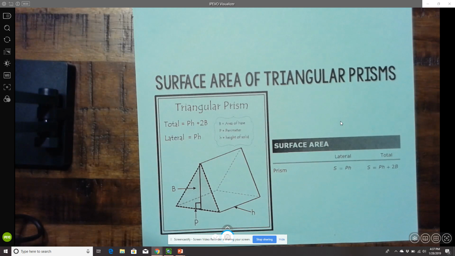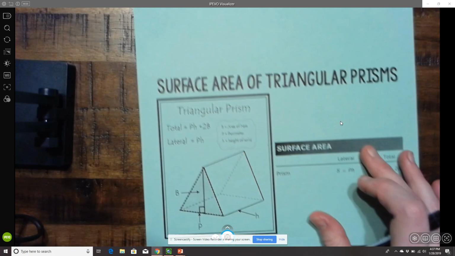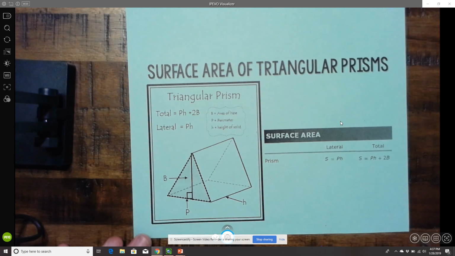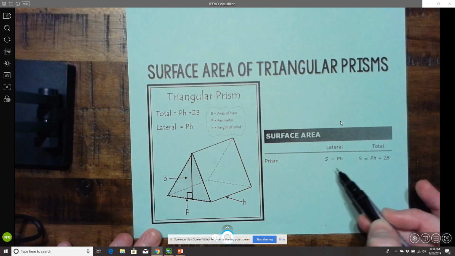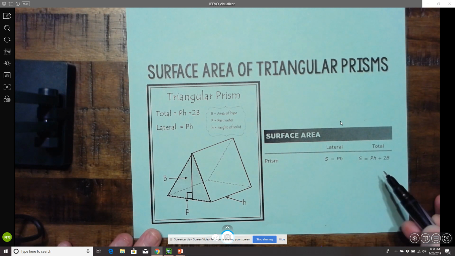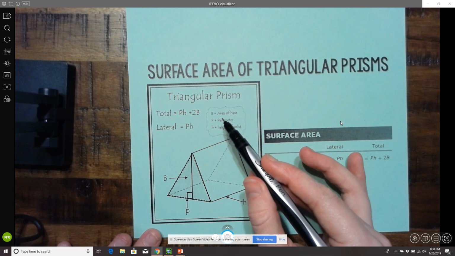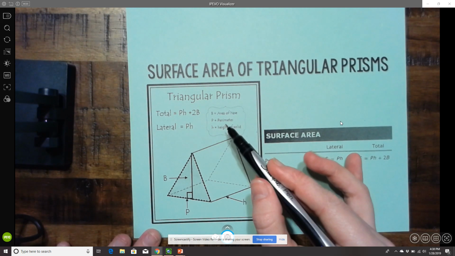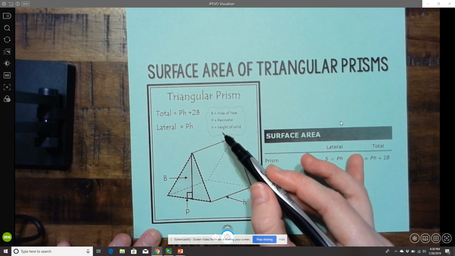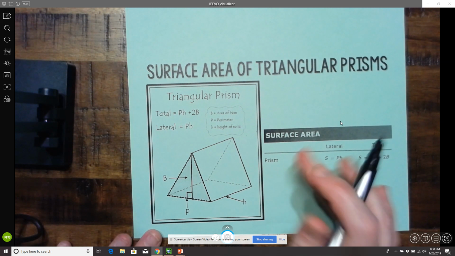This video is for surface area of triangular prisms. The formulas that we used yesterday are the same for the ones that we're going to use today: big P and H, and then big PH plus 2 times B. And they still represent the same thing. Big B is the area of the base, big P is the perimeter of the base, and H is the height of the solid.